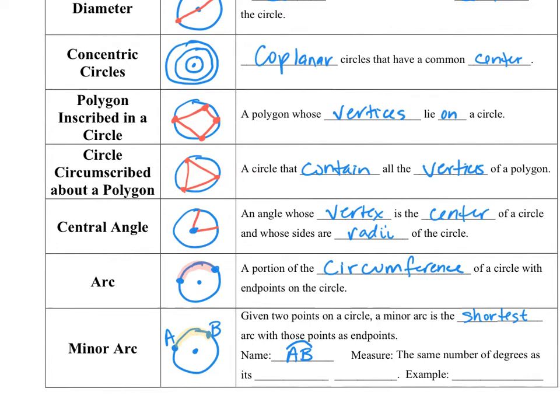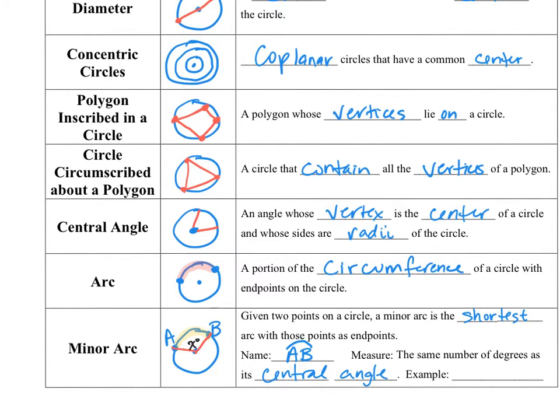Now, an arc is going to have a measure. The measure would be the same number of degrees as its central angle. So let's draw the central angle that's associated with this arc. It would look like that. Notice its vertex is at the center, its sides are radii. That angle has a degree measure. Let's just call it x degrees.